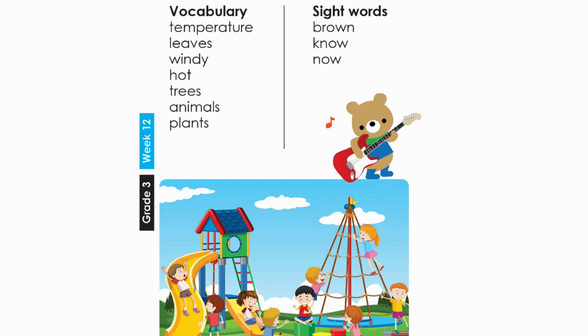This means know as in to understand or to think. I know my 2 times table. And then the word now, which means immediately. Then we have our color brown. So these are our words for the week, and we have read such a lovely poem together.